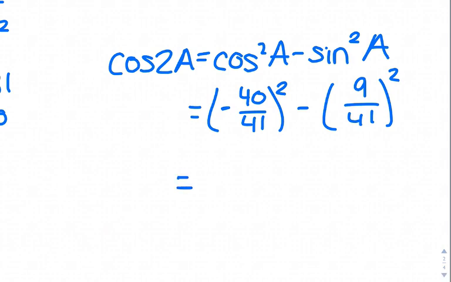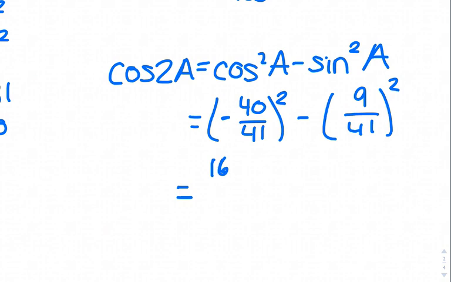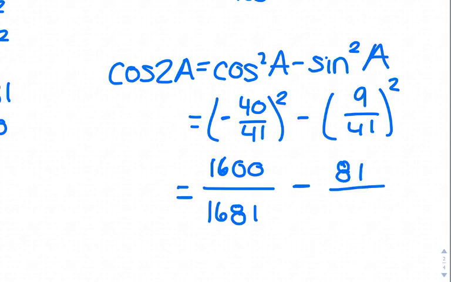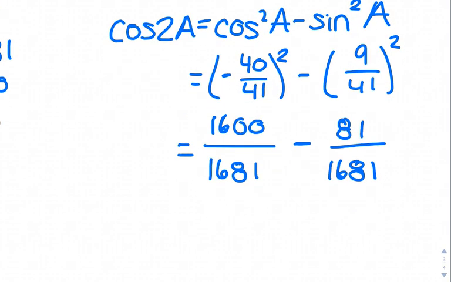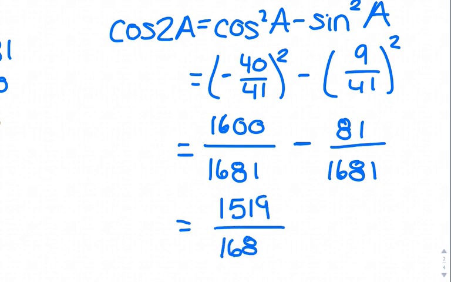When you square a fraction, remember you square the top and the bottom. So negative 40 squared is 1600, 41 squared is 1681, minus 9 squared is 81, and then 41 squared is 1681. Then I'm going to subtract those two fractions, and I would end up with 1519 over 1681. So that is my cosine 2a.